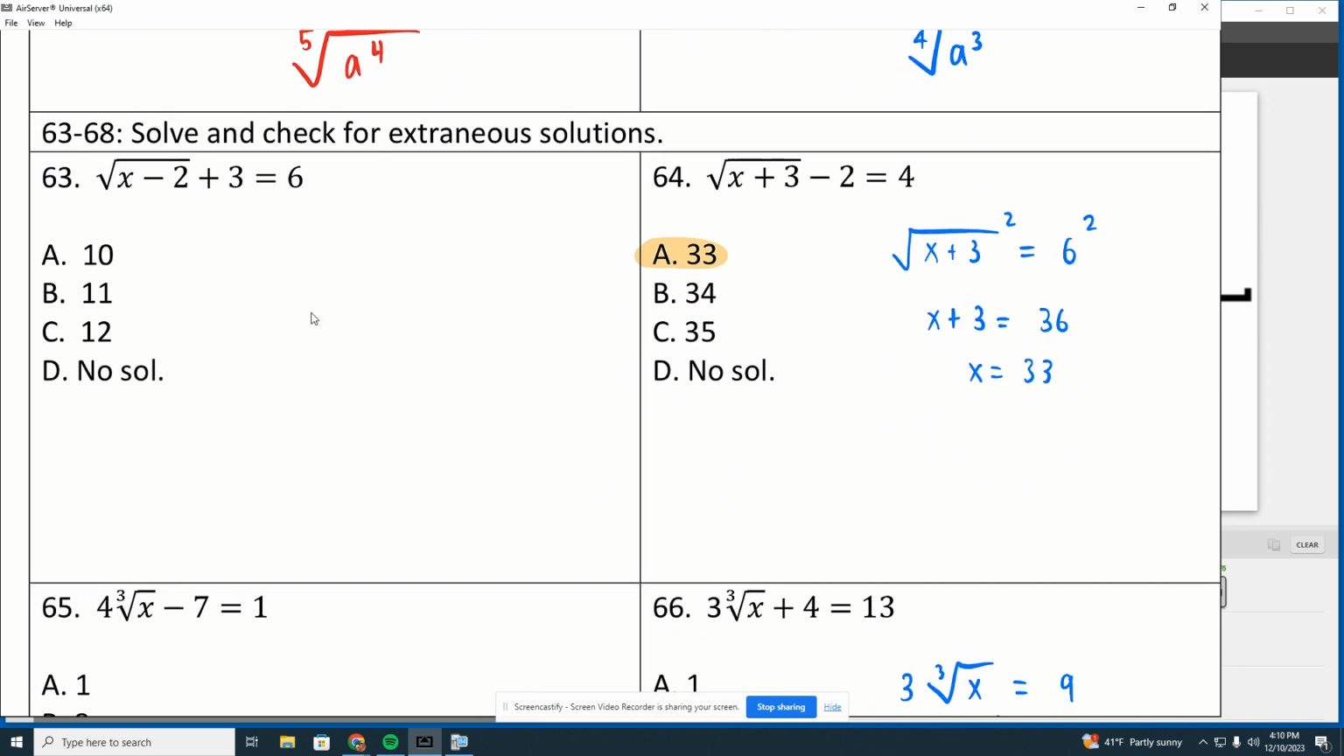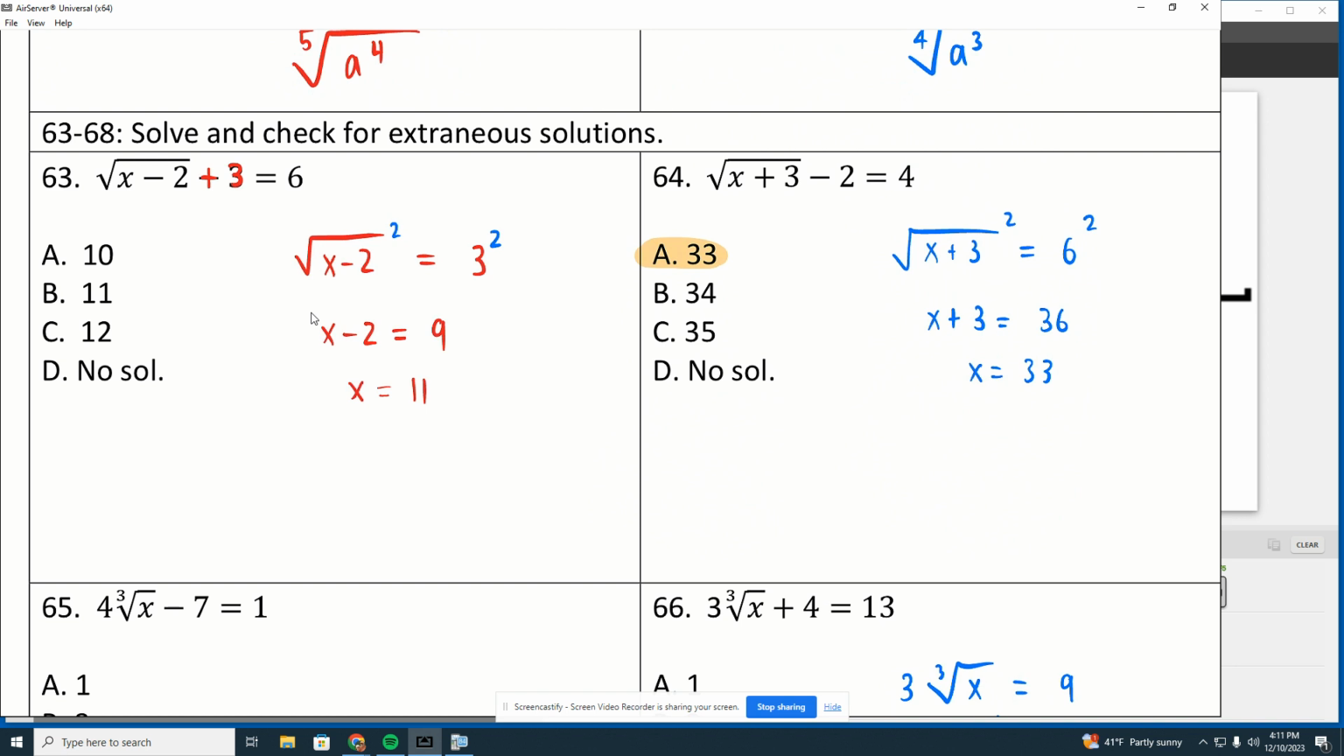So this one, remember, this plus 3 is outside this radical. I need to move it by subtracting. So we're left with the square root of x minus 2 equals 3. Now, how do we get rid of square roots? We square both sides. So I'm left with x minus 2, because that square root and squared canceled. 3 squared equals 9. I'm going to add that 2, so x equals 11.